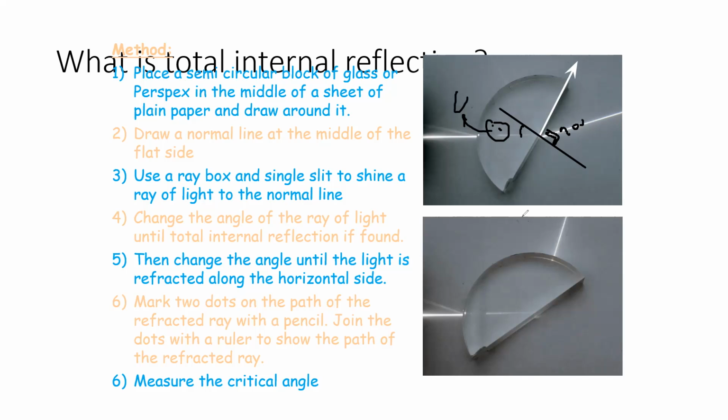If we increase further, what we'll observe is that instead of light going out, the light bounces back into the same denser medium, and we call that total internal reflection. And for total internal reflection to occur, this angle of incidence is always greater than the critical angle.